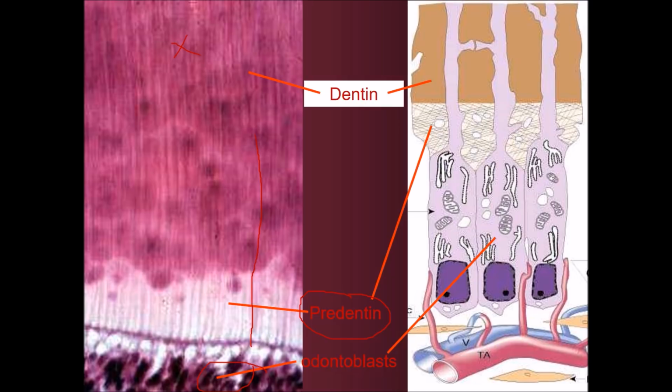The mineralization process starts as globules. These are the globules, or we call them calcospheres. These globules or calcospheres will start to increase in size and become mineralized, with deposition of calcium hydroxyapatite crystals. We call this process calcospheritic. Then these globules or calcospheres will unite together to give us the homogeneous dentin.